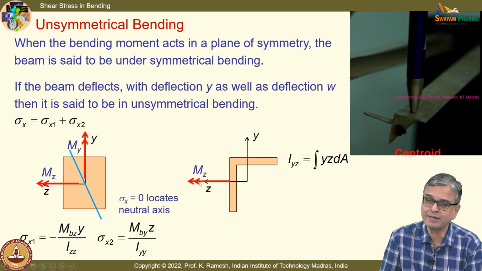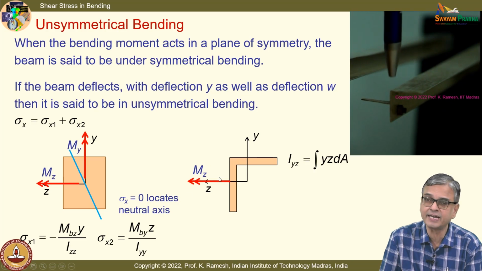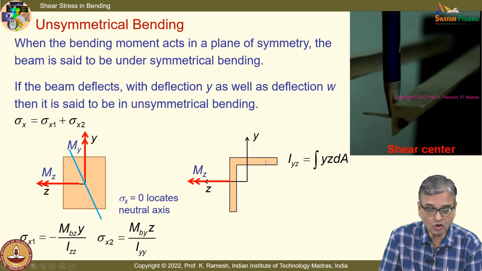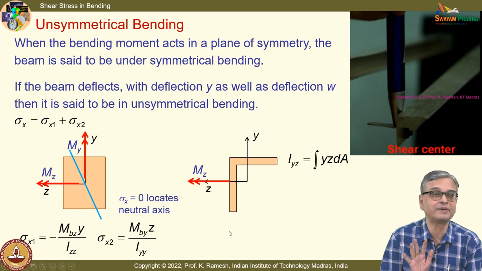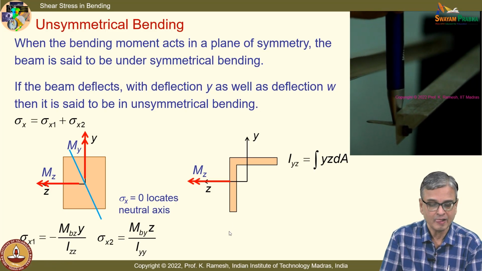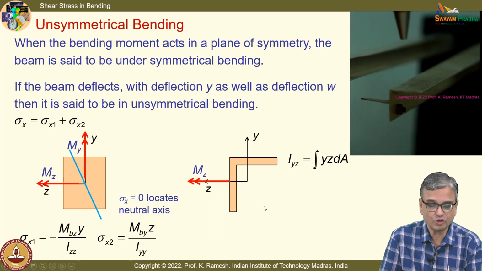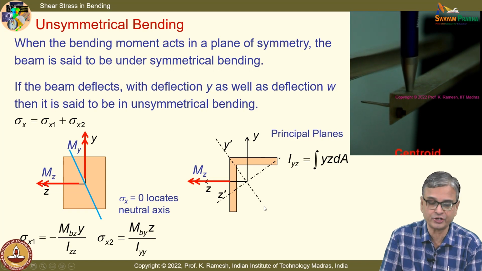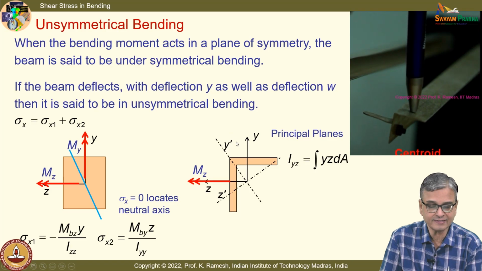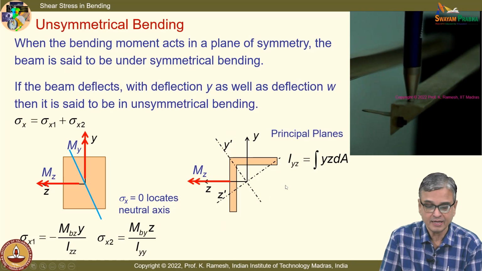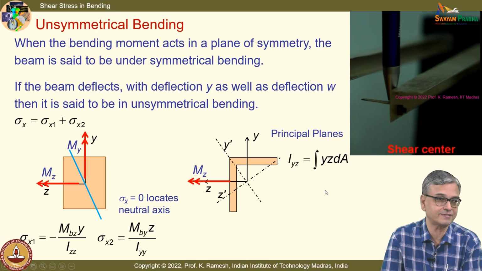And I have a bending moment MZ acting on this. Even if I have a single bending moment acting on this, because the cross section is unsymmetrical, this will have unsymmetrical bending. And when I have an unsymmetrical cross section like this, I can also find from the moment of inertia point of view the principal planes. And if I have the reference axes as y prime and z prime, I would have I y prime z prime equal to 0. These are the principal planes.